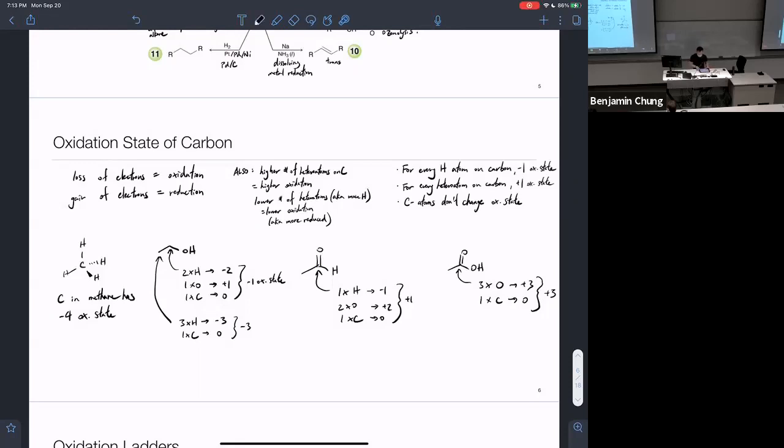So the reason why it's important to kind of have these oxidation states in your mind is that it helps you identify what sort of functional group transformation you need to do for synthesis. I'm just going to write that down.